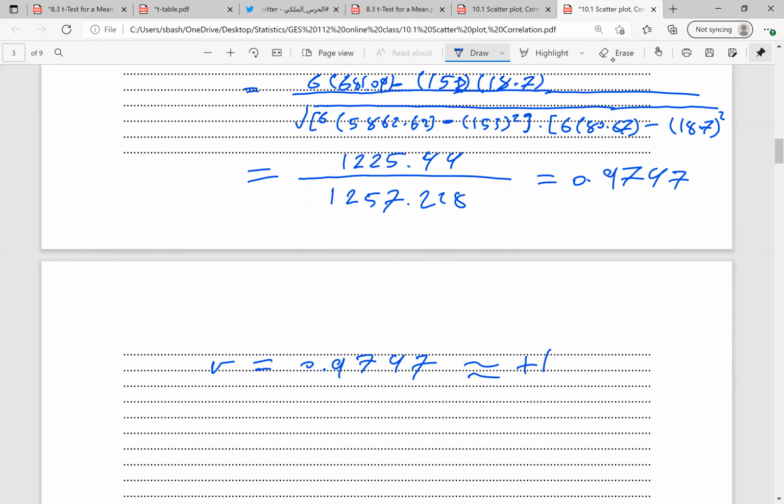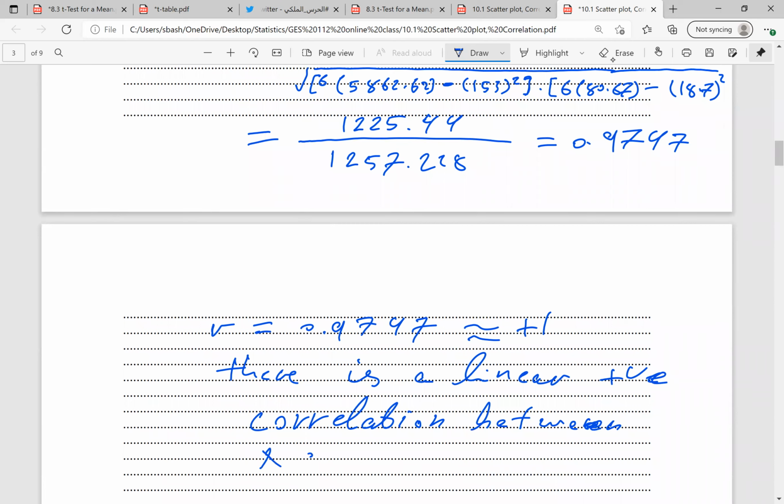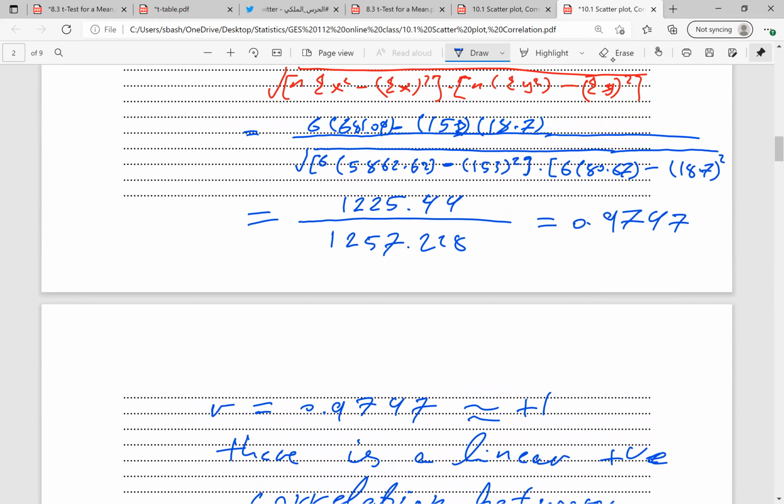It means there is a linear positive correlation between X and Y. So if R is very close to plus 1, we will say that we have positive linear correlation. If it is close to minus 1, we will have negative linear correlation.